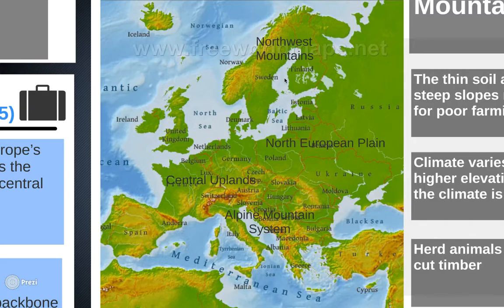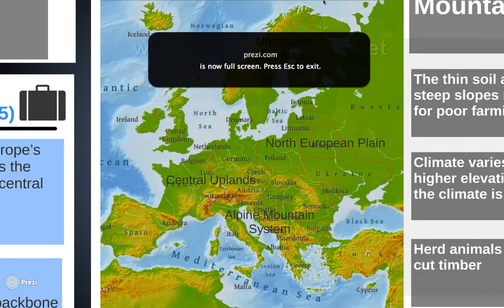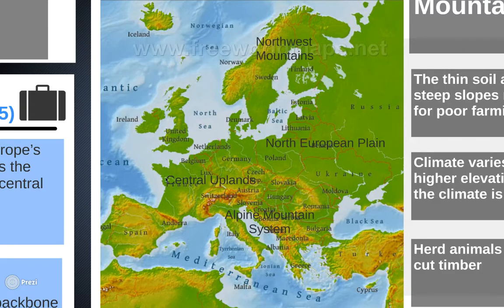We have the Northwest Mountains, which is up here, north. And then we have the Central Uplands right here. The Alpine Mountain System, which we know a lot about studying Italy and Greece. And then we have the North European Plain.